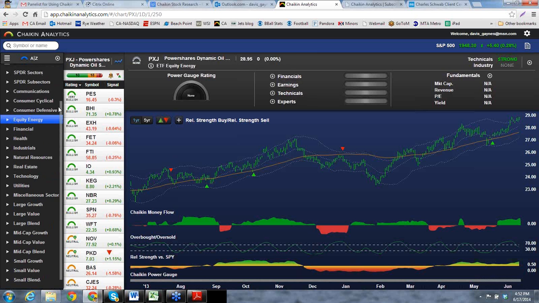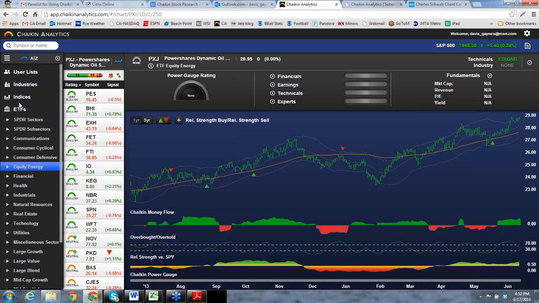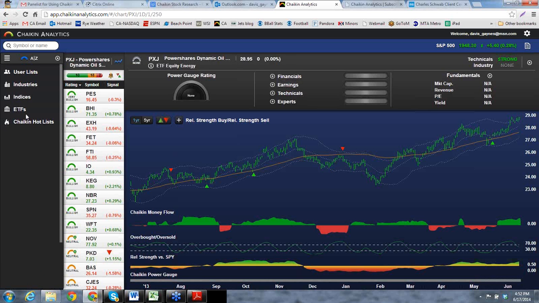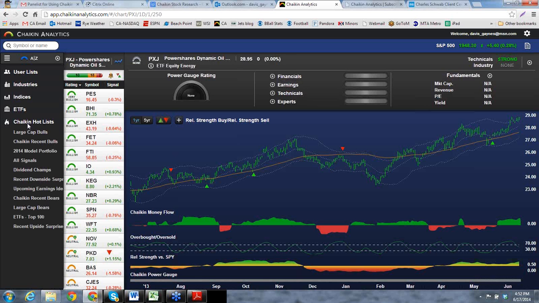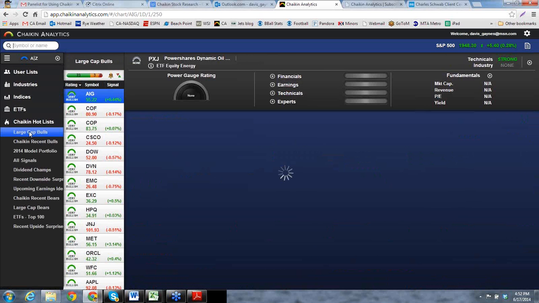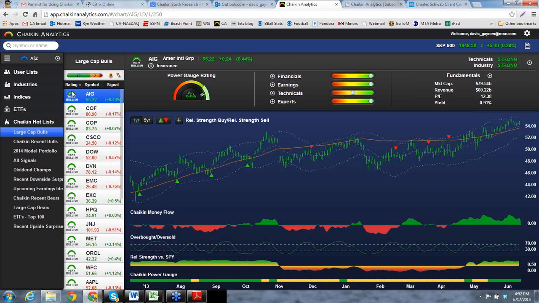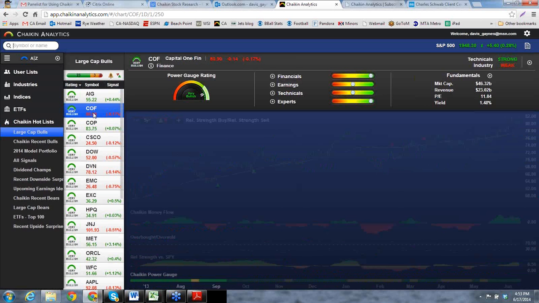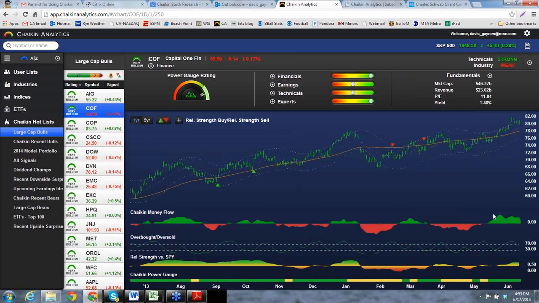And finally, for idea generation, the other list I would show you is what we call Chaikin hot lists. These are some lists we curate to help generate ideas. So large cap bulls, for example: we go through the S&P 500 every week and pull out the most bullish ranked stocks in the S&P. Again, just as a way to show you some of those names that meet our criteria of having the bullish ranking, and then you take a look at the analytics and see if they match as well, and if these are names that might be interesting to get into or do an option play with that week.